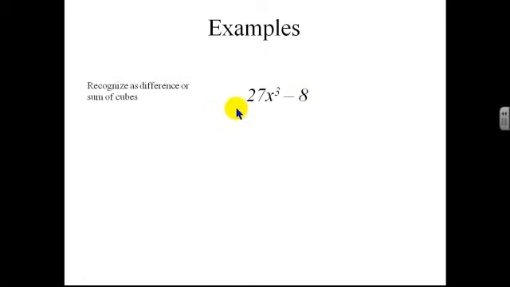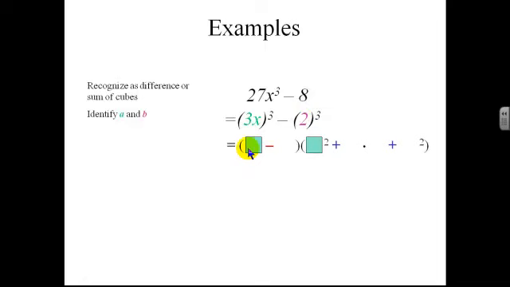Recognize it as a sum or a difference. Well, this is a perfect cube, this is a perfect cube, and this is a perfect cube. So we have a difference of cubes. Identify my A and my B. So in order to do this, I need to write as a perfect cube cubed. So inside here I have 3x cubed minus 2 cubed. Therefore this is my A term, and this is my B term. My A here is baby blue, and my B term is purple.